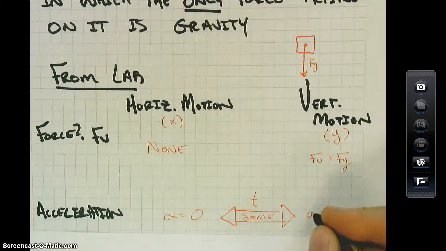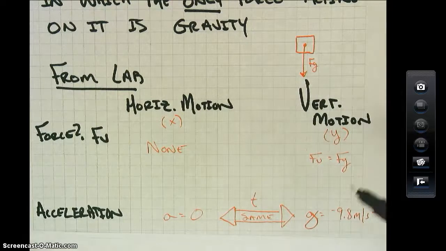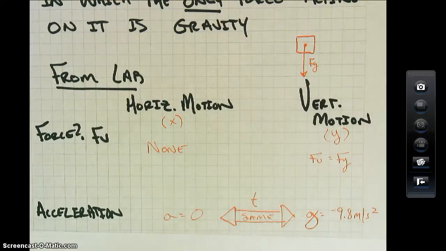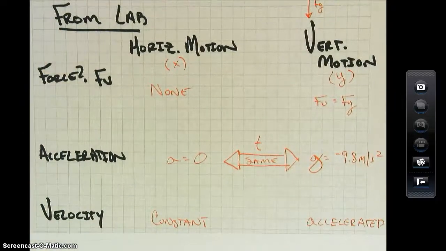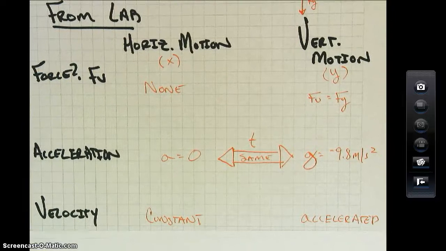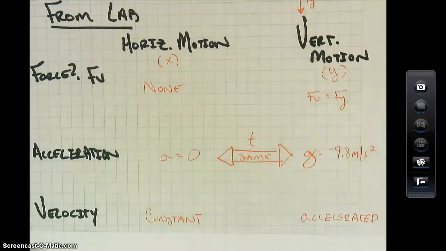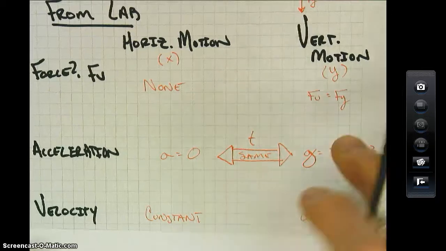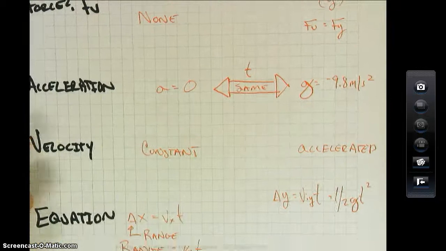So I'm going to call this little g, because our acceleration for vertical motion is always going to be gravity, which is 9.8 meters per second squared. Lastly, our velocity. Again, because this acceleration is 0, that means velocity is constant in the x, whereas in the y, it's accelerated. We have two separate equations for these, and let me explain these two a little bit.